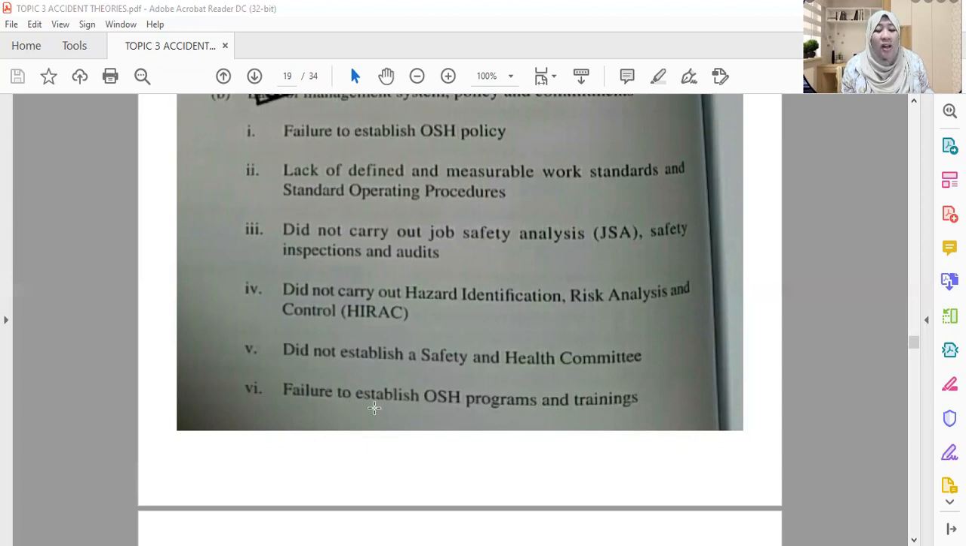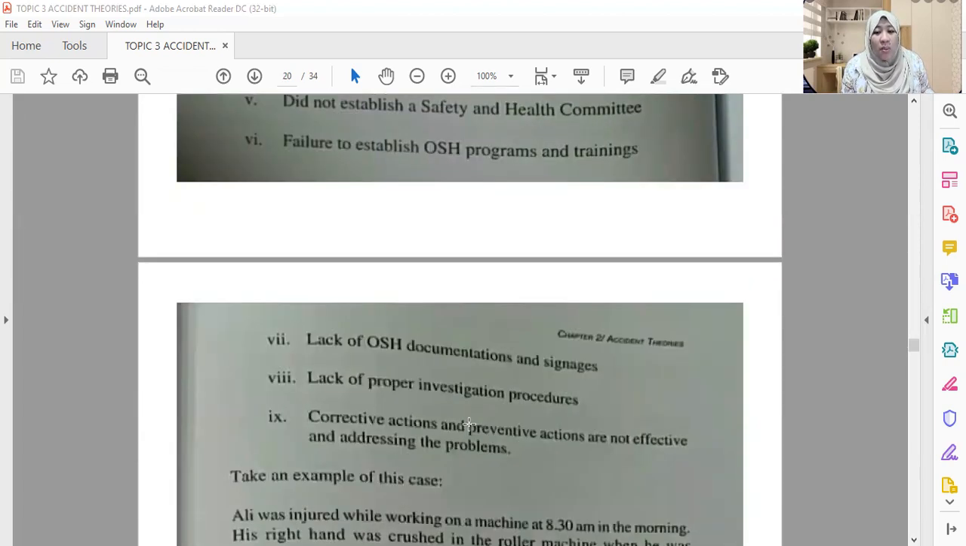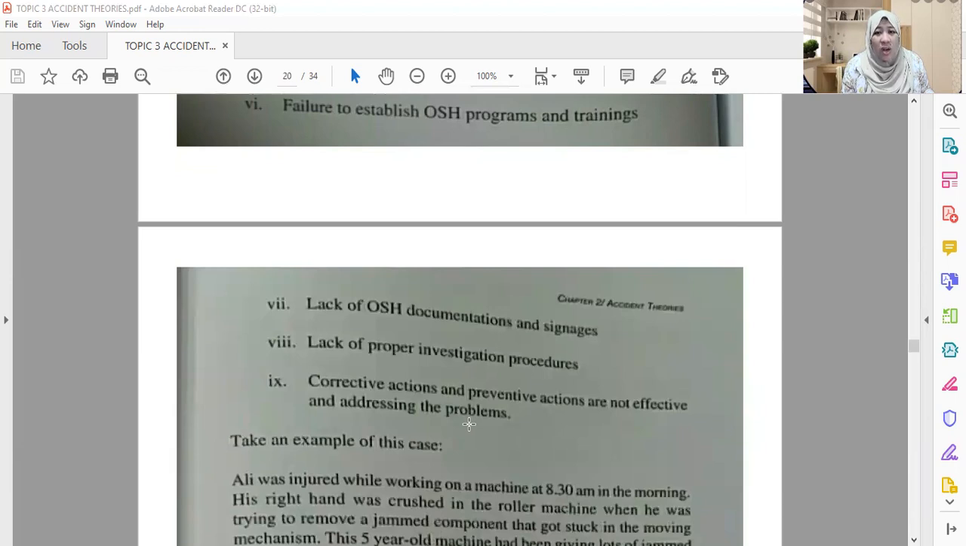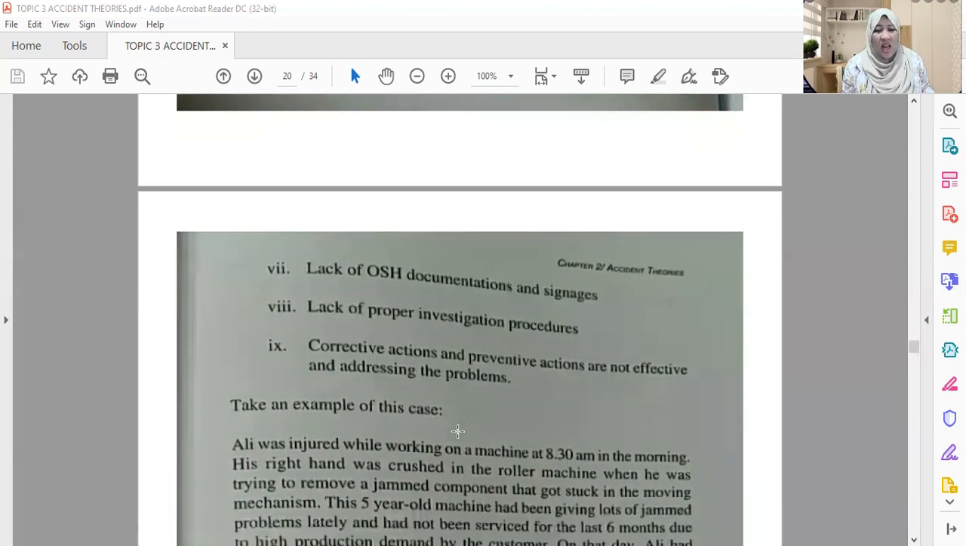Alright, and then failure to establish an OSH program and training, no training at all. When you ask the workers, they say they have never attended training in the 10 years they have worked here. So we need to see that you are not doing your work. And then lack of OSH documentation and signage. There isn't even a warning signage. Safety first, right? Use your PPE.